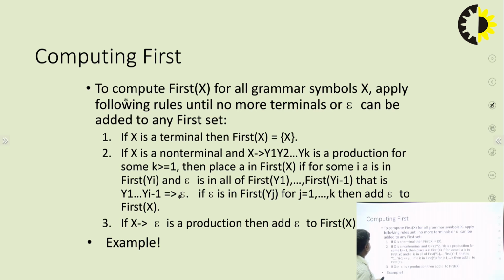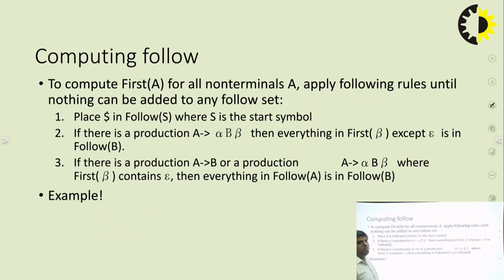Compute the First for all grammar symbols X and apply the following rules. If X is a terminal, then First of X is X itself, as I have already explained. And if X is a non-terminal, then simply the First of that non-terminal is known as the First of that particular symbol. We can also compute epsilon in the production rule. Then the First of that production rule is also included in the First.